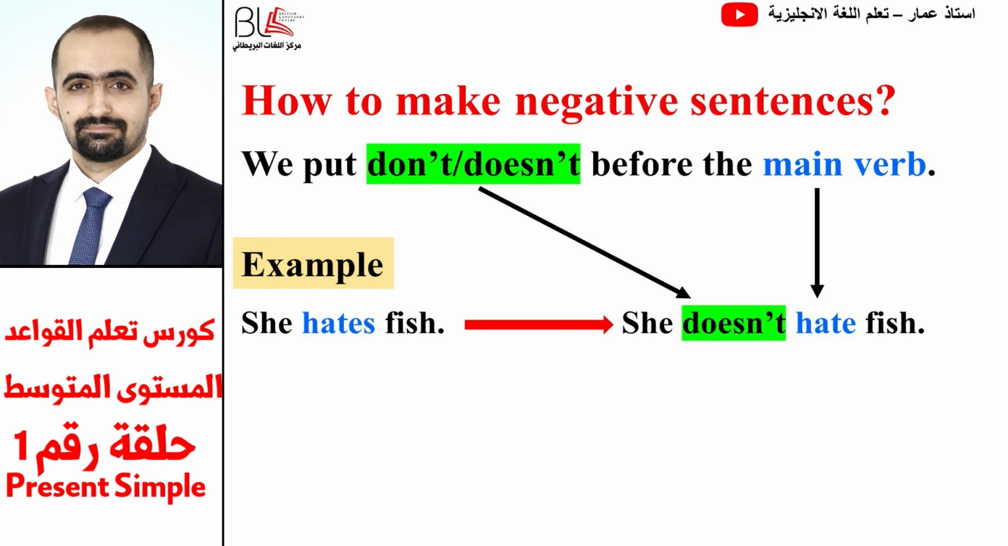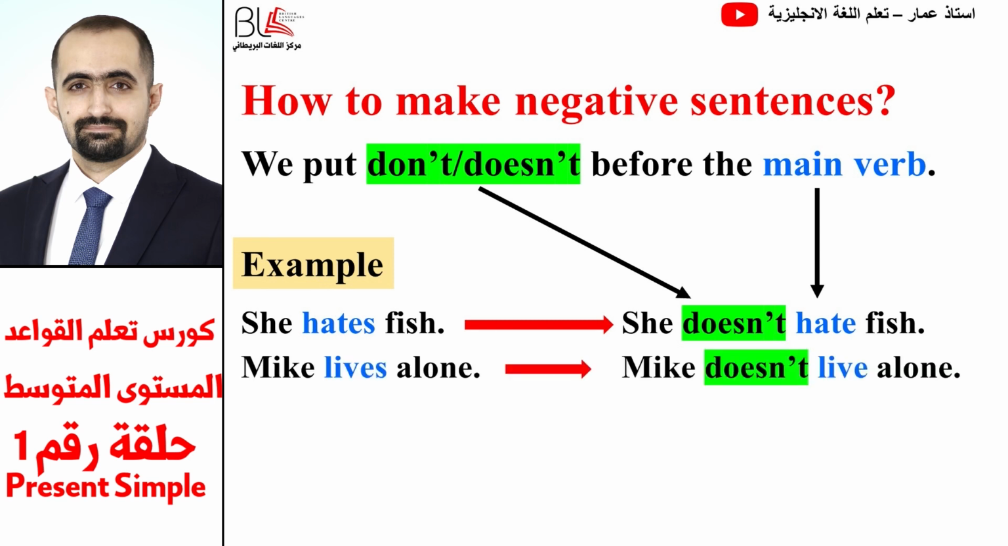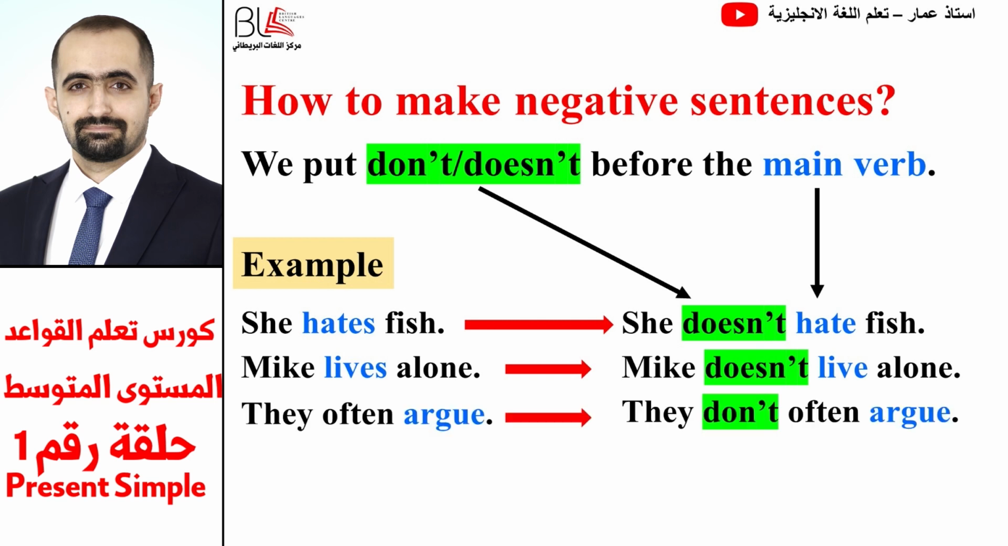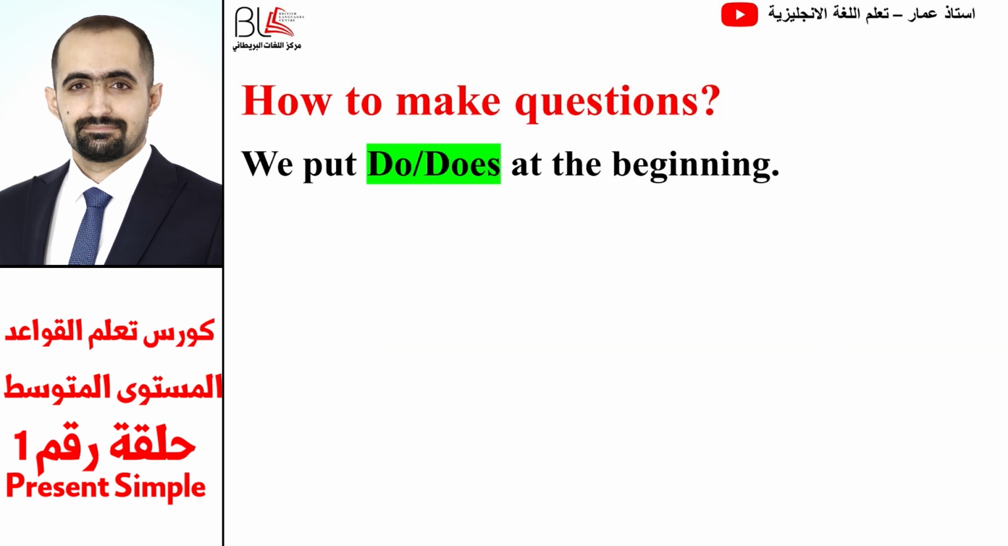She doesn't hate fish. Another example. Mike lives alone. Mike doesn't live alone. Again, we have doesn't live. بسبب وجود doesn't نحذف الS من الفعل. They often argue. They don't often argue.